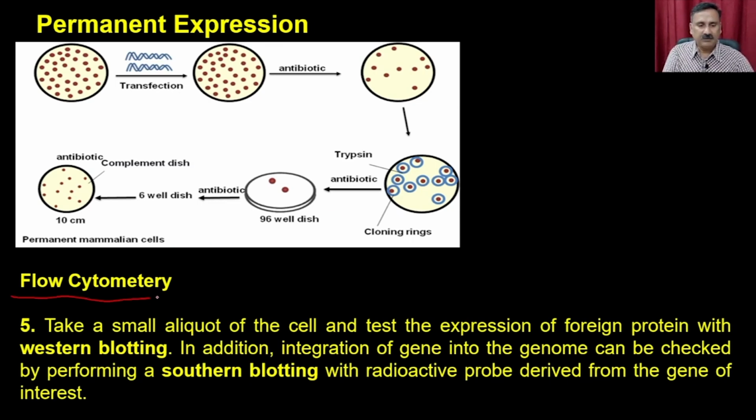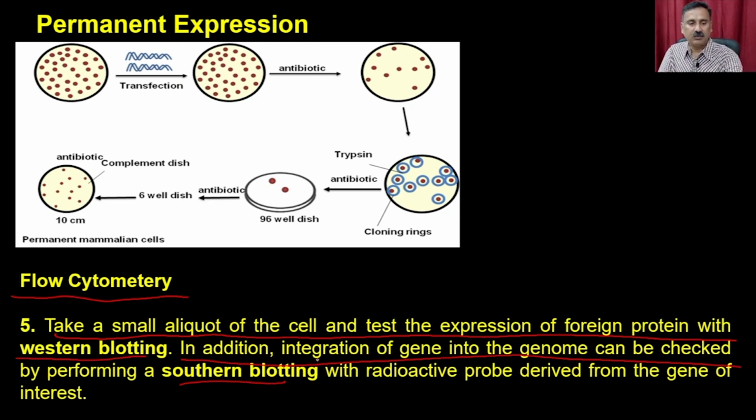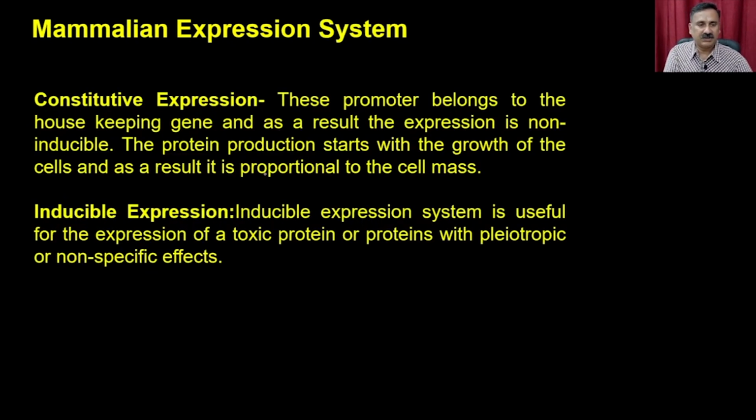The other method is that you can use flow cytometry. Take a small aliquot of the cells and test the expression of foreign DNA, foreign protein, with the help of Western blotting. In addition, the integration of foreign DNA into the genome can be checked by Southern blotting, and you can also do flow cytometry.